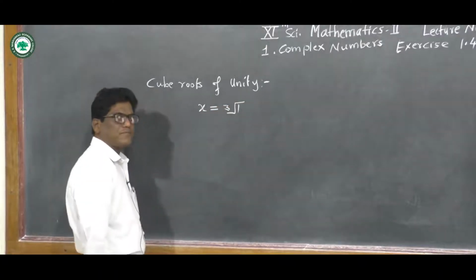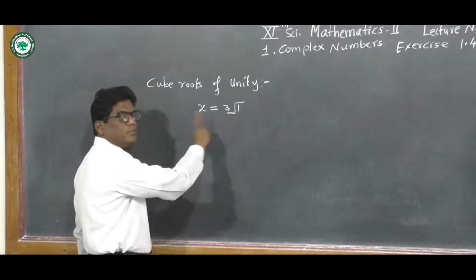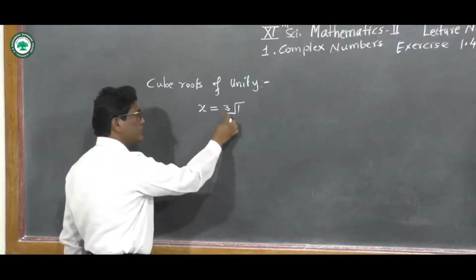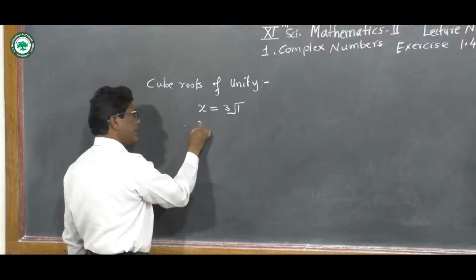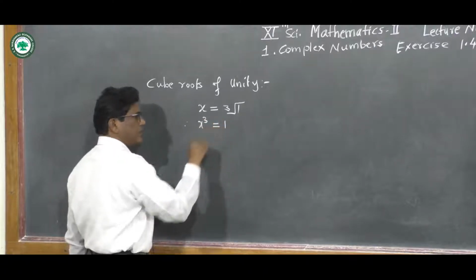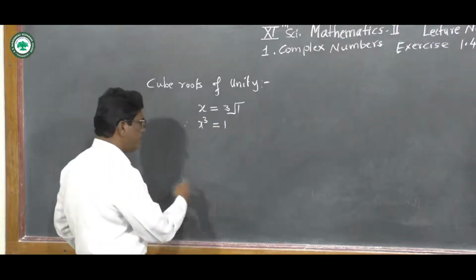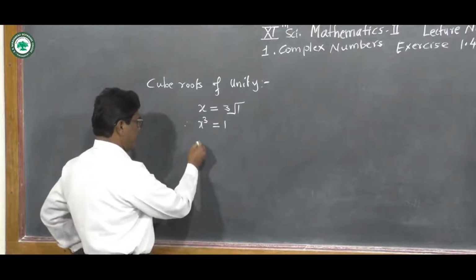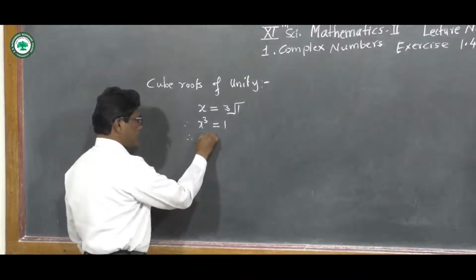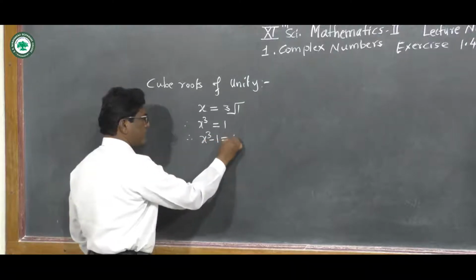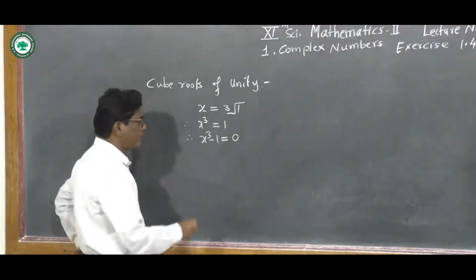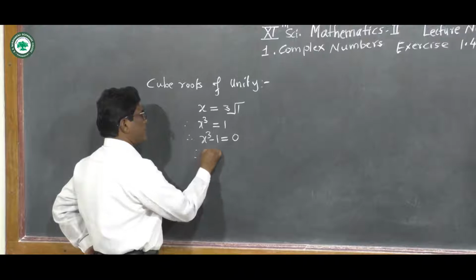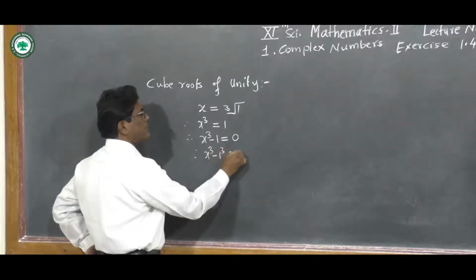We write like this. Now cubing on both sides, we have to remove this cube root. So we get here x cube is equal to 1. Carry 1 to the left hand side. So we get here x cube minus 1 is equal to 0. Okay. So it is x cube minus 1 cube, it is equal to 0.